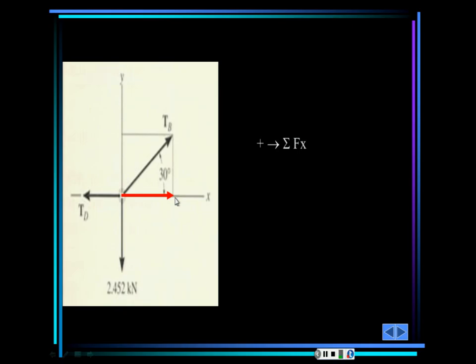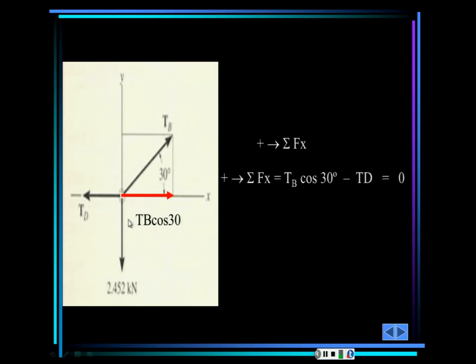And it's positive. What other force do we have in X? We have the force TD. And that force is a negative force because if I say everything that acts to the right is positive, this force is acting to the left. That means it's going to be considered negative force. So we have TB cosine 30, which is this one, minus TD equals 0. And you have your first equation of equilibrium. And in this first equation of equilibrium, you have two unknowns because you have TB and you have TD.